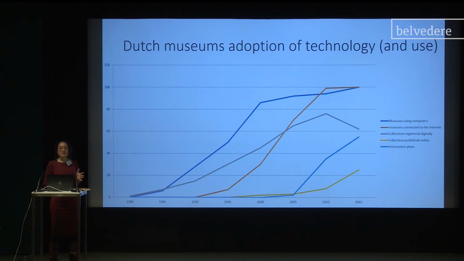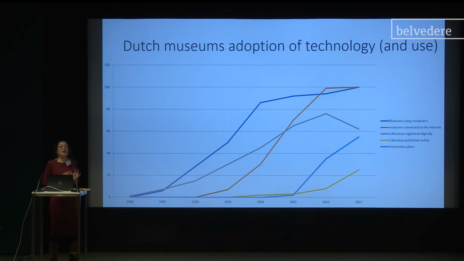How have museums in the Netherlands adopted computers? The first line is just general computers. So relatively soon, many museums had tons of computers, mostly for HR, for administration, basic stuff. The next line is the orange line. This is museums adopting the internet. So you see relatively fast now everybody has a website.